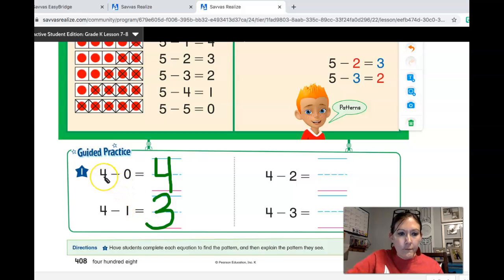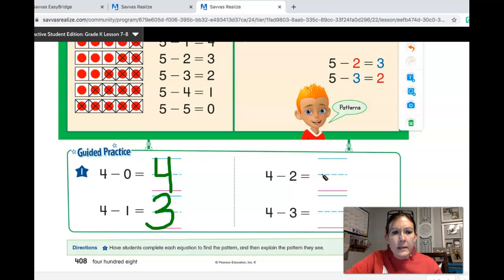4, 4, 4, 4. In all of these equations, we're starting with 4. Minus, minus, minus, minus. We're taking away in all of these equations. 0, 1, 2. Do you notice that pattern? 0, 1, 2, 3. I wonder what that means about the answers. 4, 3. What do you think this answer will be?